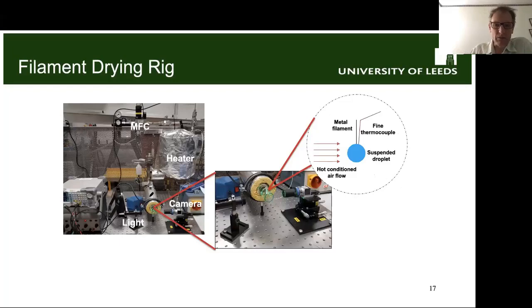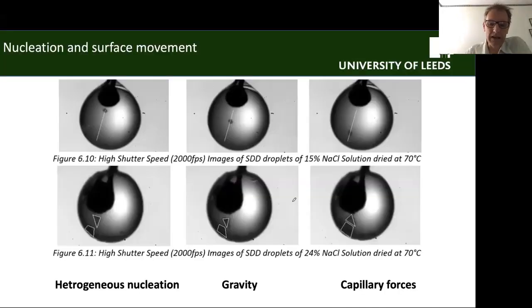Now, I was saying that we struggle with the concentrations on the small rig Jonathan has, but we also have a filament rig in Leeds where we can suspend a droplet on a filament. We can stick a thermocouple in. We can actually weigh the droplet if we want to as well, and we can video it and see what's going on.